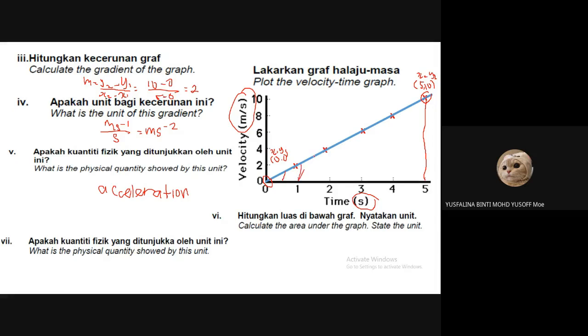So the area under the graph is this one. I shade it for you. So this is the area under the graph. Can someone tell me what the shape is? Yes, very good, triangle. So remember the formula for a triangle: half times base times height.